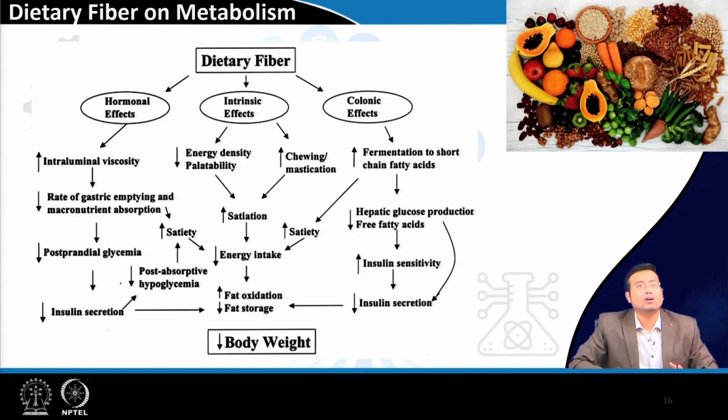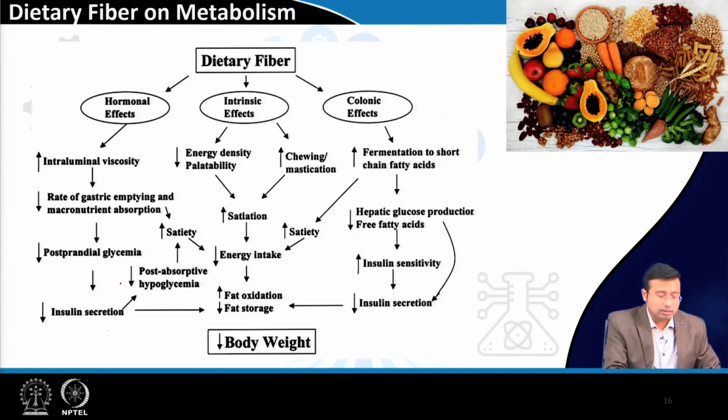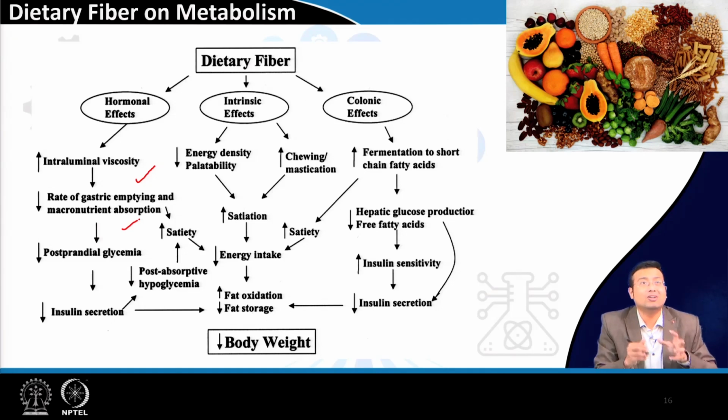So, this is how dietary fiber is actually affecting the metabolism. You can see what it is doing. Number one, it is increasing intraluminal viscosity, it is reducing gastric emptying, all right. Macronutrient absorption, I told you, is slowed down. So, postprandial glycemia, the immediate rise of glucose after food, is reduced, okay. So, it decreases insulin secretion, and insulin sensitivity is increased, mind it, okay. How is insulin sensitivity increased?